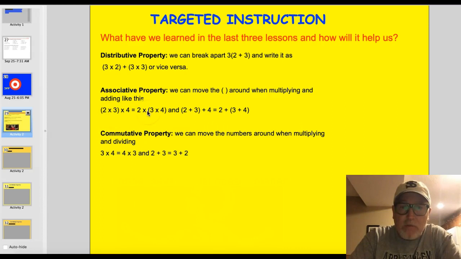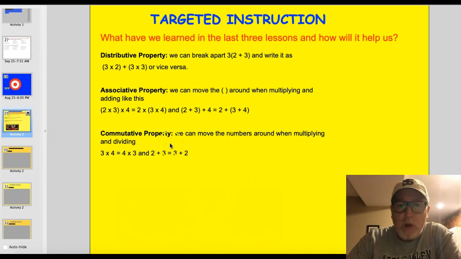Here I did 2 times 3 first. Here I'm going to do 3 times 4 first. I did the same thing here with addition. So if you have a string of digits that you're multiplying or a string of digits you're adding, you can group them however you want. It just doesn't matter.